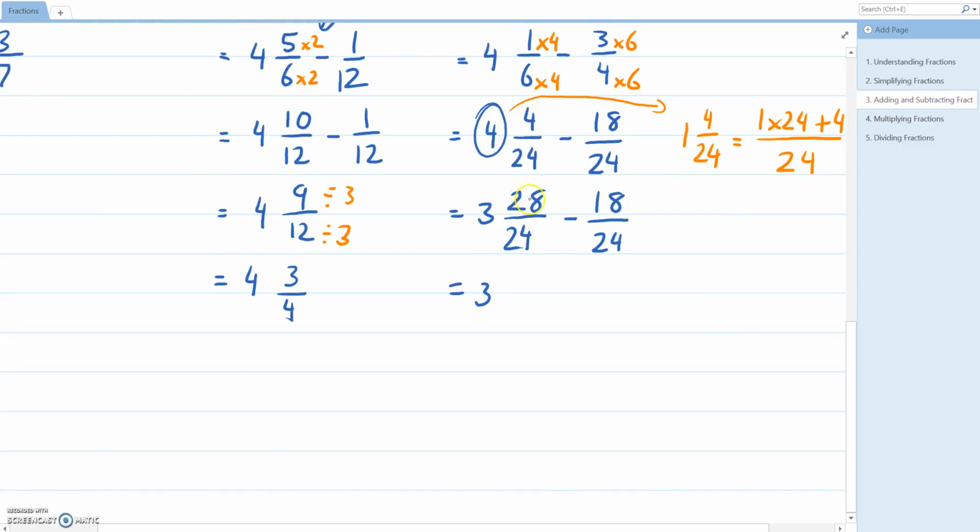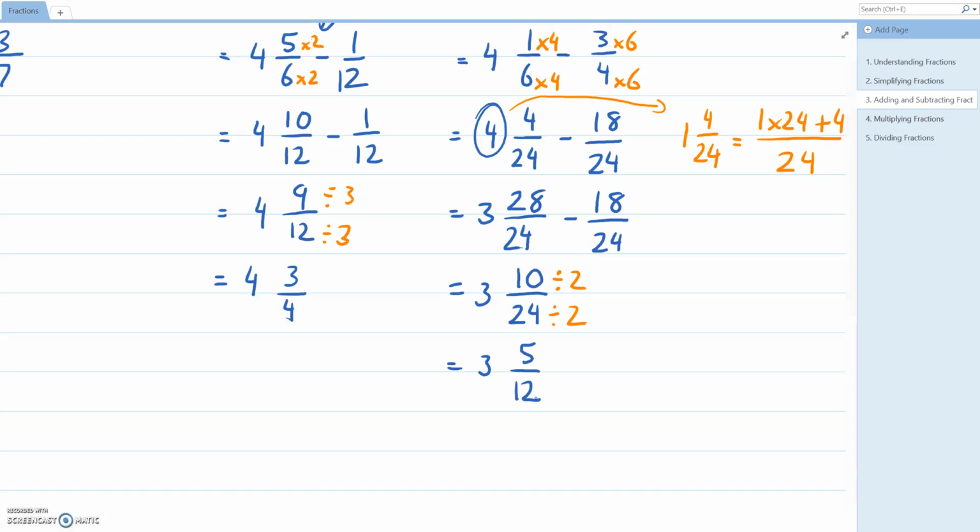Now we're at the easy part, so 28 minus 18 is 10. We've got a 24 there. And I can see these are both even numbers, so I'm going to start dividing by 2. And that gives us 3 and 5 twelfths. And there's nothing that goes into 5 and 12, so that's all we can do with that question.